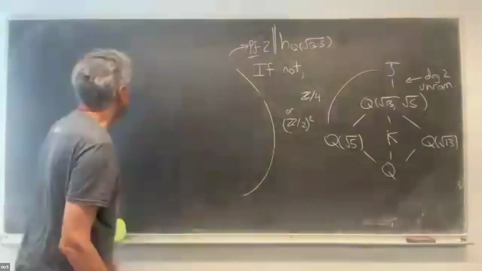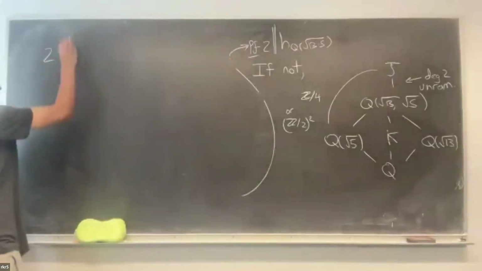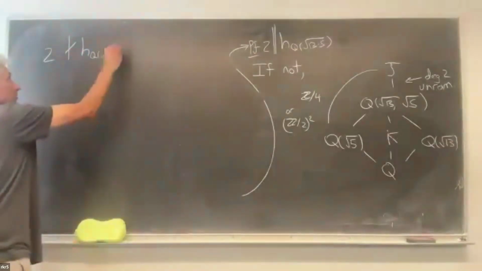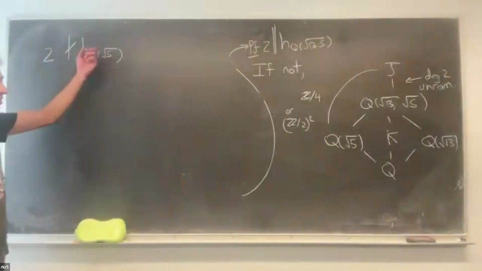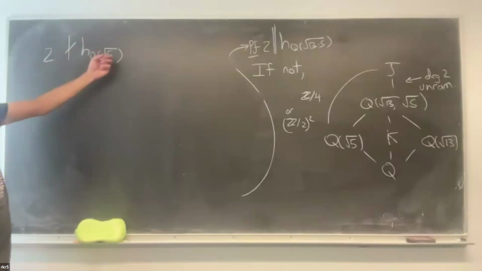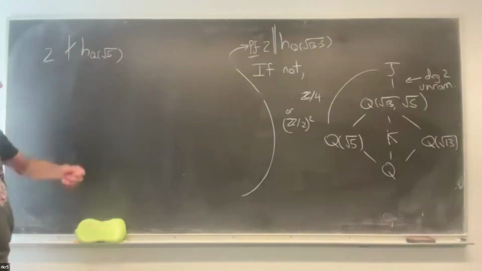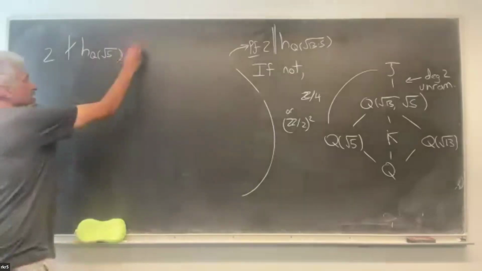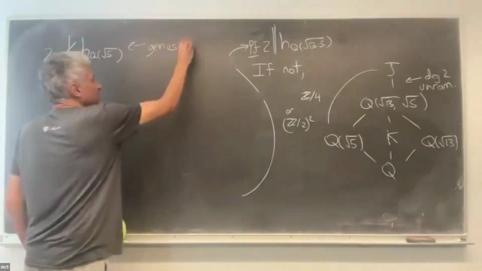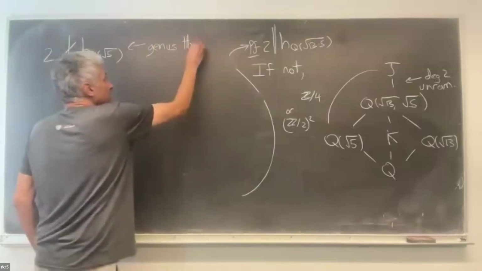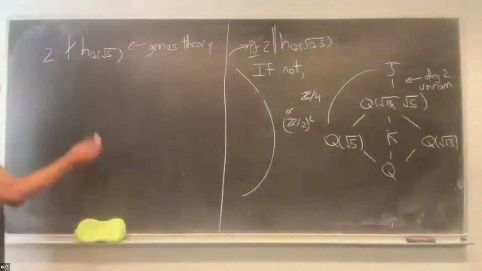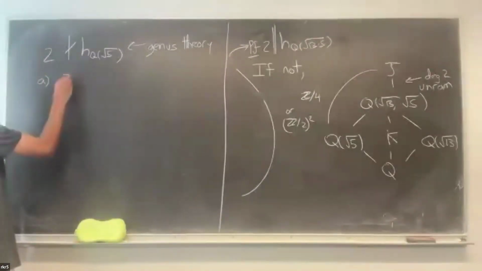Well, one thing is, this class number is exactly 1 for the odd part, but I'm not worried about the odd part. I'm just going to state that 2 does not divide this, and I'm not going to prove this. This goes back to genus theory of Gauss. Okay, so there's the two cases.